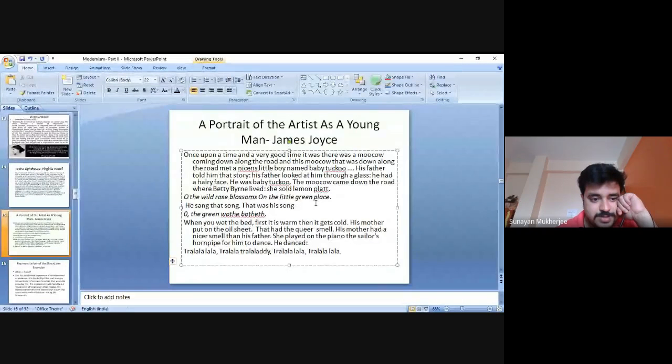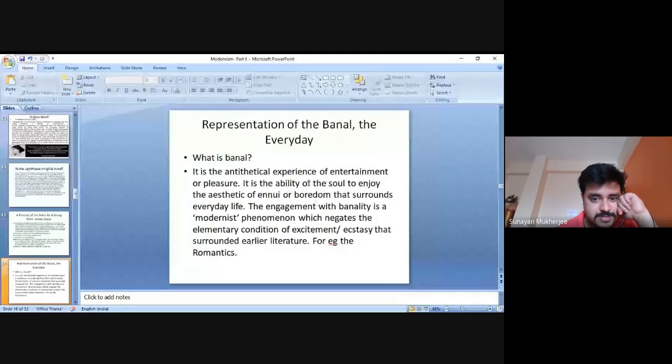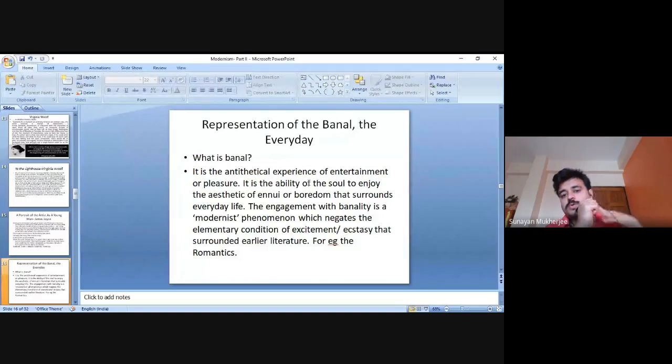Okay, next up we have a very important aspect of modernist fiction, the representation of the banal, the everyday. The banal is that which is very mundane, which is very boring. Okay, what is banal? It is the antithetical experience of entertainment or pleasure. It is the ability of the soul to enjoy the aesthetic of ennui or boredom that surrounds everyday life.